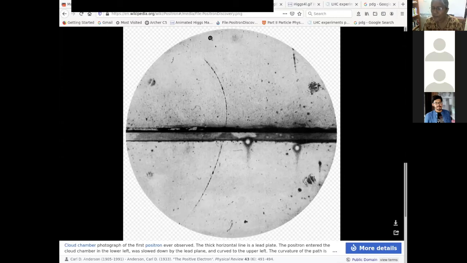So you have thousands of such photographs. You should be glad you are not PhD students in those times, because then you just sort through the photographs one by one, and all the particles were discovered. So this is the positron discovery.